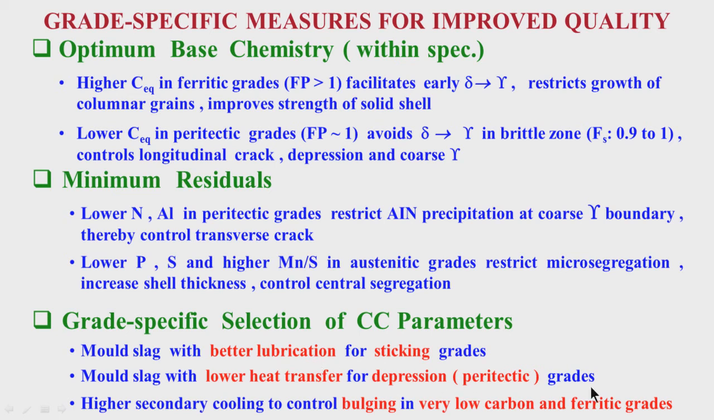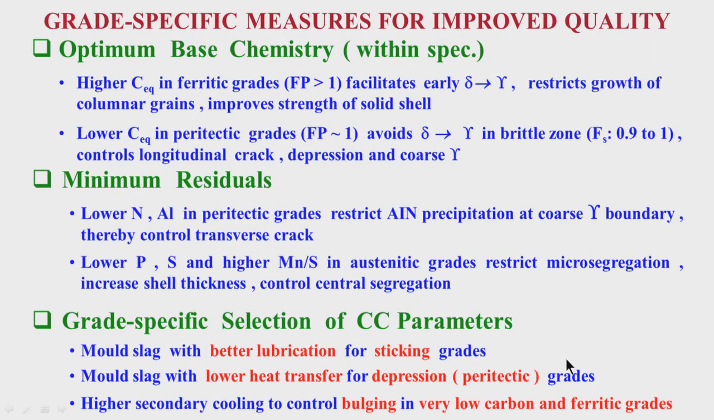But for a peritectic grade like, say, 0.1% carbon, or in the stainless steel family the 304 grade, which indicates depression, it is a grade which shows a lot of surface depression. So what do you have to do? Why are there a lot of surface depressions? Because this delta to gamma transformation takes place in the crucial brittle zone between LIT and solidification completion, that means when the solid fraction is between 90% and 100%. If the delta to gamma transformation takes place in that brittle temperature zone, you have additional shrinkage, that means additional strain. So there is a possibility of crack formation and depression formation.